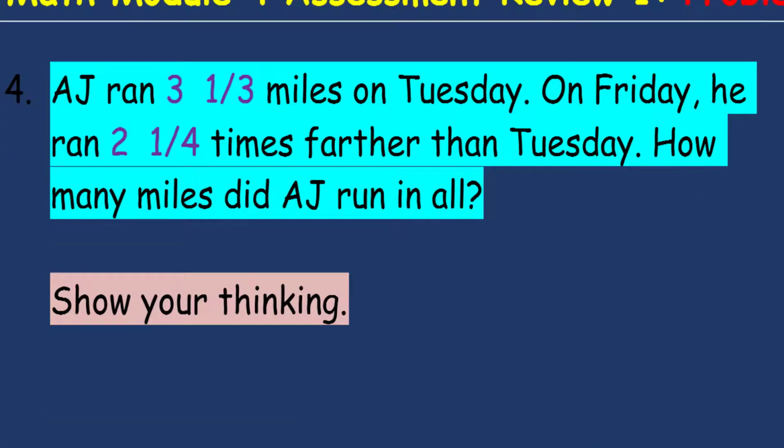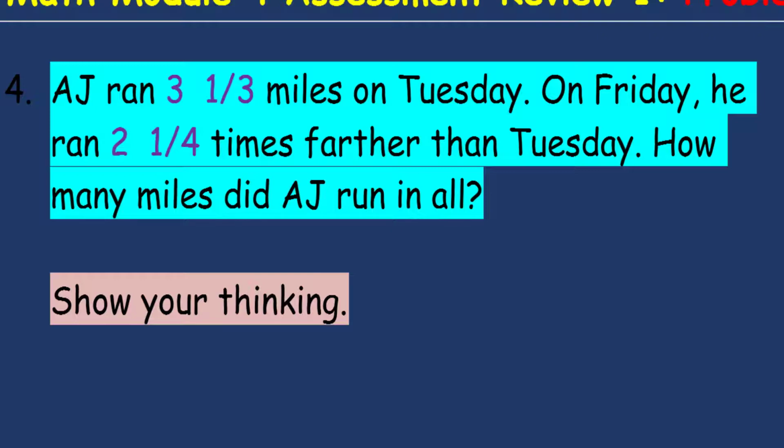Okay, it says here, AJ ran 3 1/3 miles on Tuesday. You're famous. On Friday, he ran 2 1/4 times farther than Tuesday. How many miles did AJ run in all? Show your thinking. Well, again, we can show our thinking using a model of some kind. We don't have to. So I'm going to just show my thinking through my calculations. But it's important that I understand the problem.